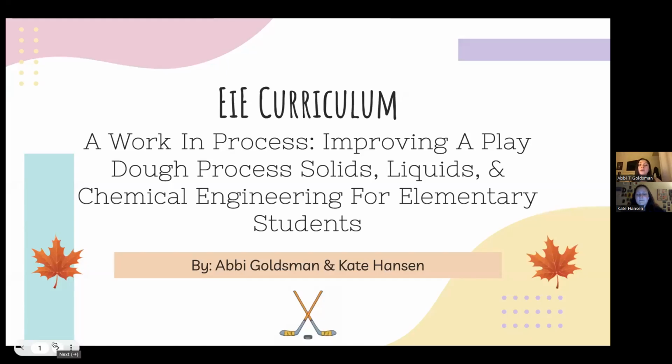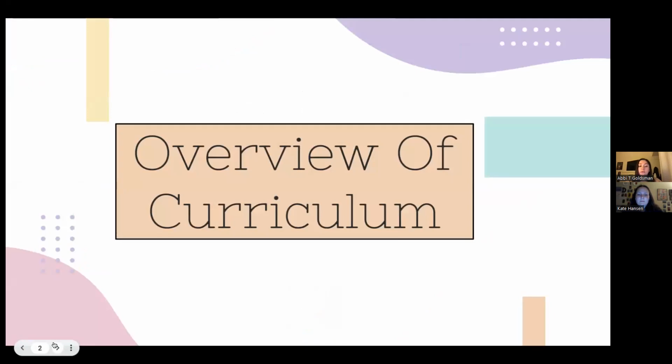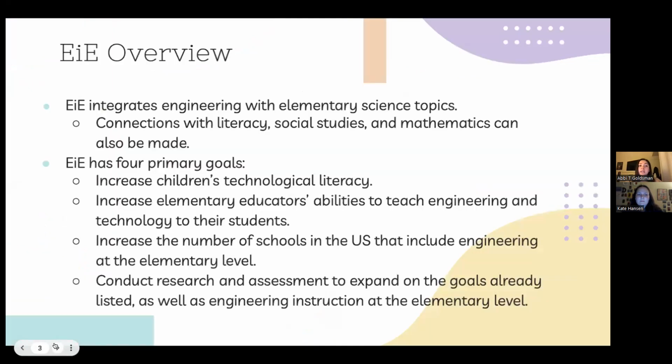So our topic was a work in process, improving a Play-Doh process, solids, liquids, and chemical engineering for elementary students. We're going to start out with an overview of the curriculum. To begin, EiE is Engineering is Elementary, and it integrates engineering with elementary science topics. It makes connections with literacy, social studies, and mathematics as well. And it has 4 primary goals, which are listed below.